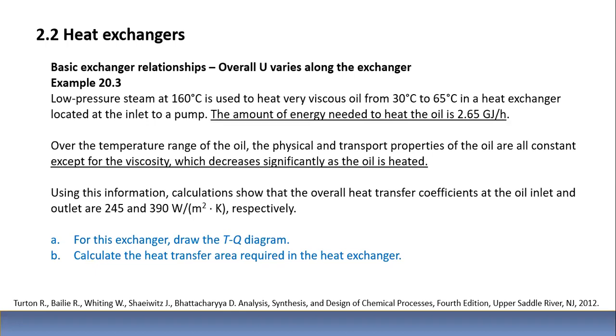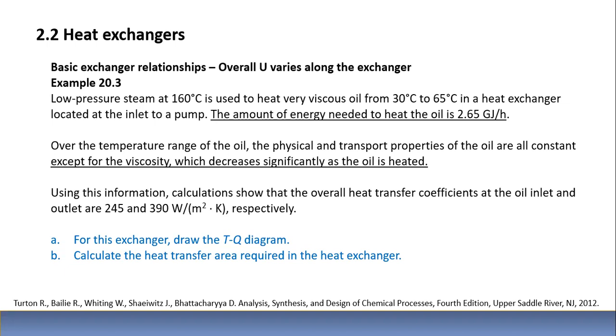Low pressure steam at 160 degrees Celsius is used to heat very viscous oil from 30 to 65 in an exchanger located at the inlet to a pump. The amount of energy needed to heat the oil is 2.65 gigajoules per hour. Over the temperature range of the oil, the physical and transport properties of the oil are all constant, except for the viscosity, which decreases significantly as the oil is heated.